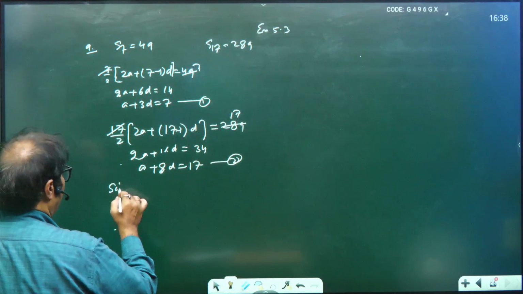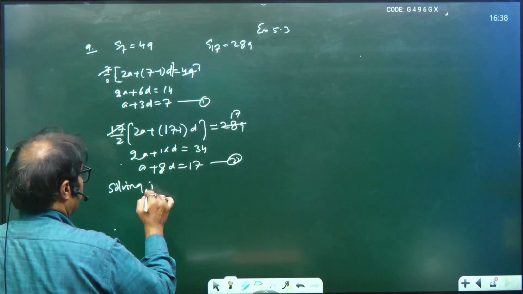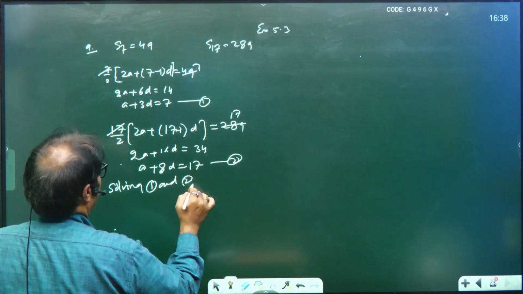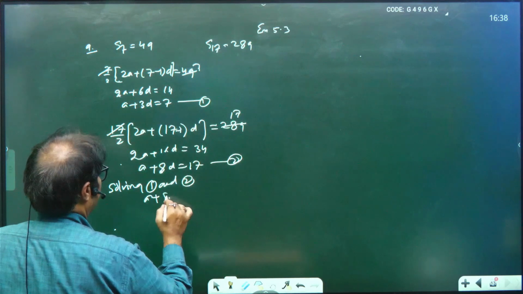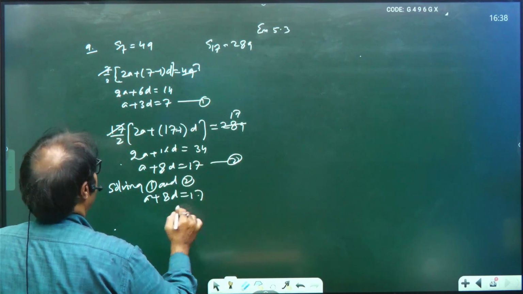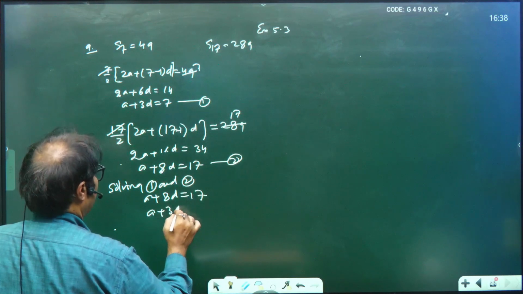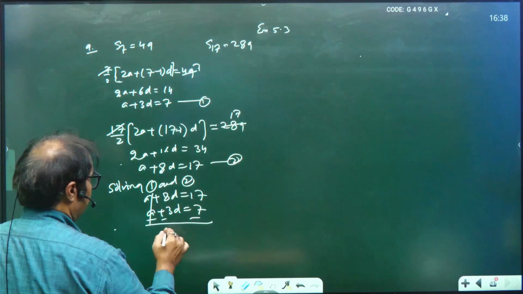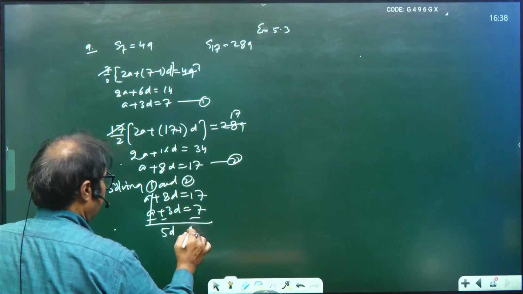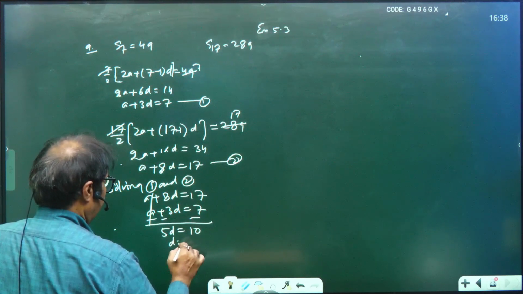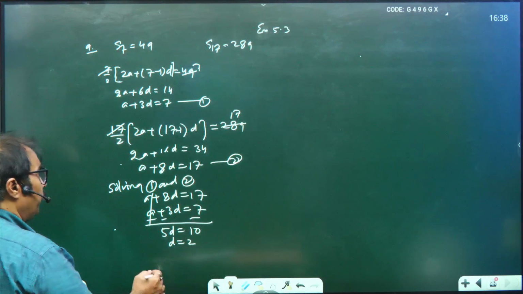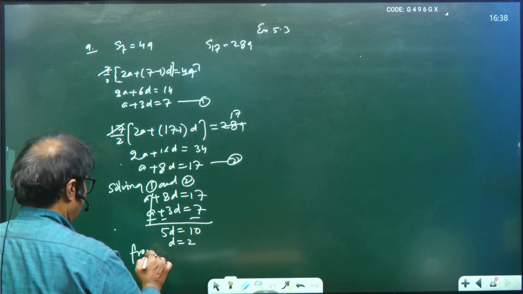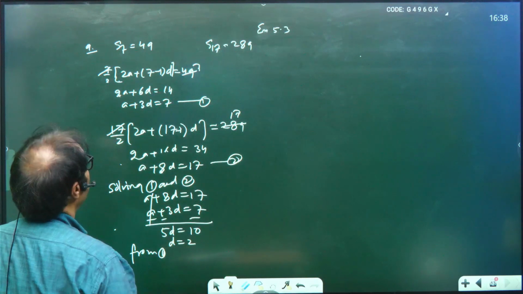Okay. So solving the first and second: a plus 8d is equal to 17 and a plus 3d is equal to 7. So subtract, and a will be cancelled out. So 5d is equal to 10. So d is equal to 2. And from the first or second, find the value of a.